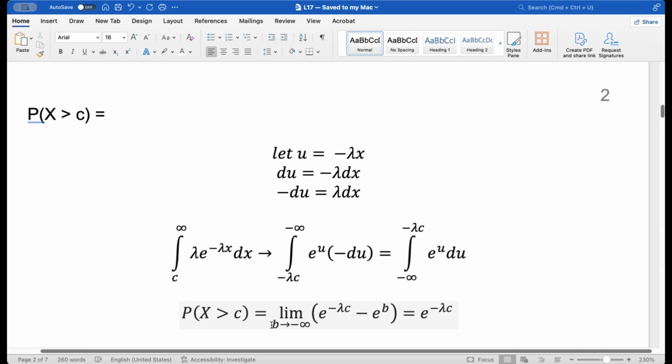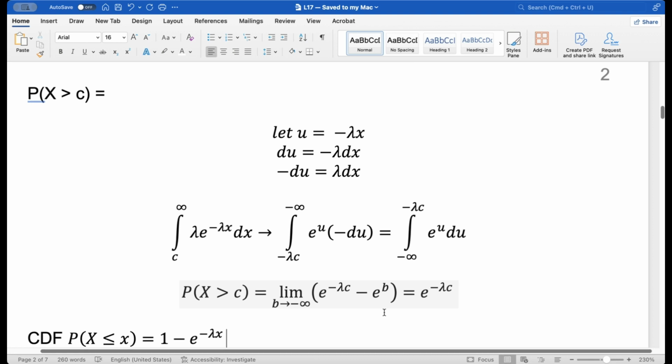We get the limit as b goes to minus infinity. It's e to the minus lambda c minus e to the b. Again, the e to the b term, e to the negative infinity, goes to 0. We're left with e to the minus lambda c. That's the probability that x is greater than c.